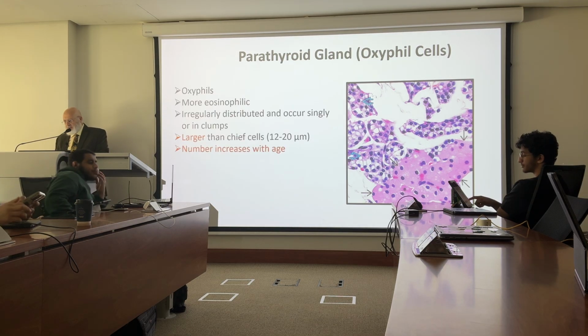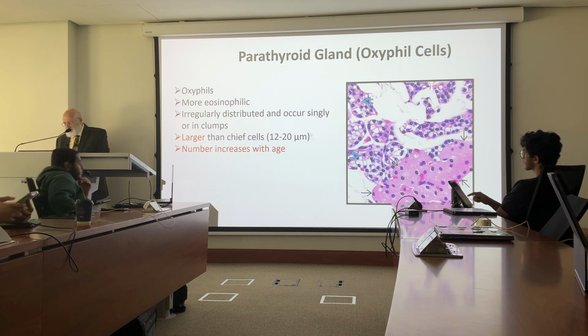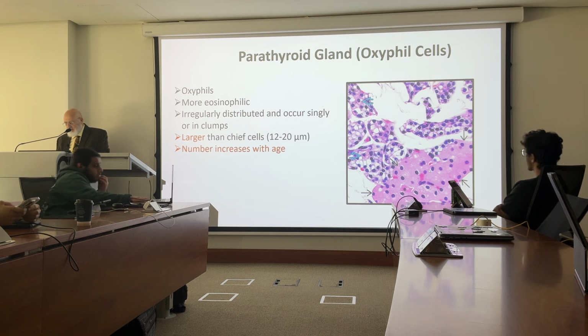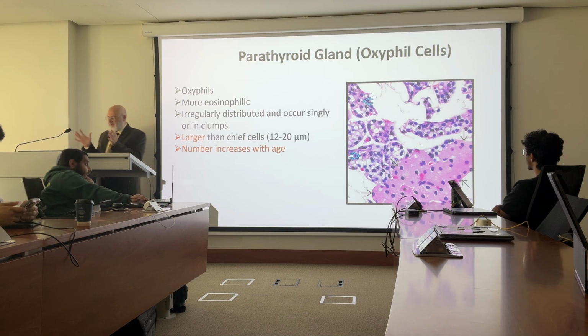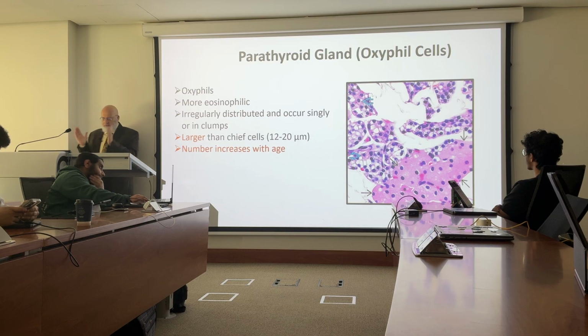The other type of cells, called oxyphil cells, not really known what their function is, but they're way different, much bigger. They're 12 to 20 micron in diameter. They have a more eosinophilic appearance, and you can see these cells will be grouped. Oxyphil cells are different from the chief cells, but the chief cells are the cells that make the PTH. PTH is the one that we discussed because of this.